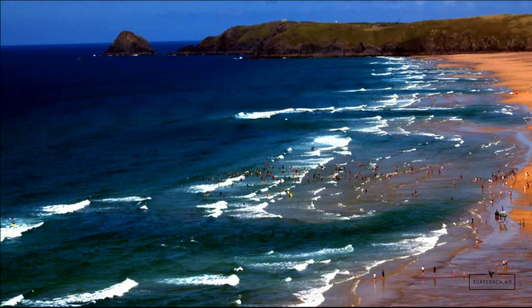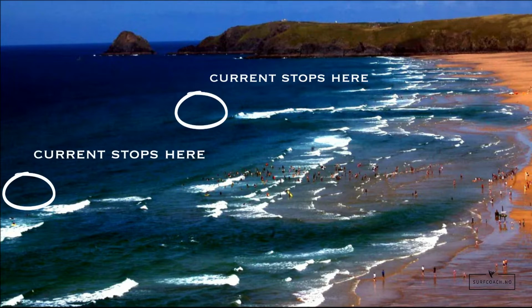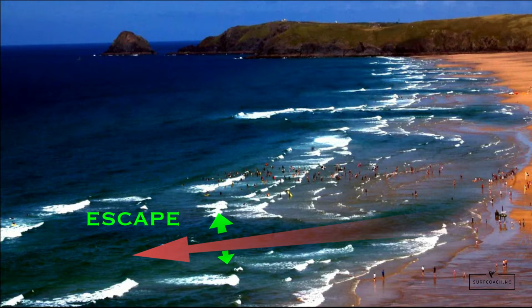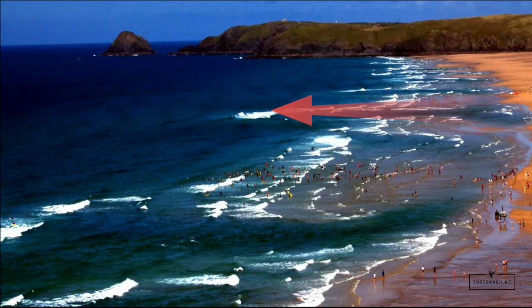Now, if someone was to get stuck in a current, they would need to paddle at a 90-degree angle to the current. Most currents will flow straight out to sea and stop just behind the waves. But you can see there's a slight difference between these two currents. This current is flowing out at a 45-degree angle, which means to escape at a 90-degree angle would look like this. This current seems to be flowing straight out to sea, so to escape at a 90-degree angle in this current would look like this.